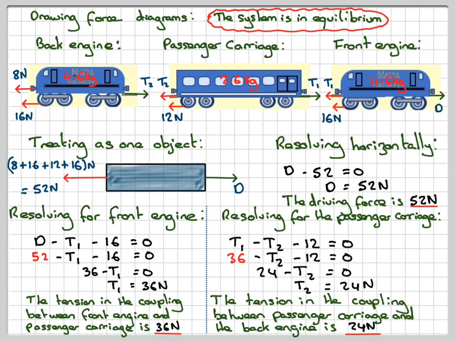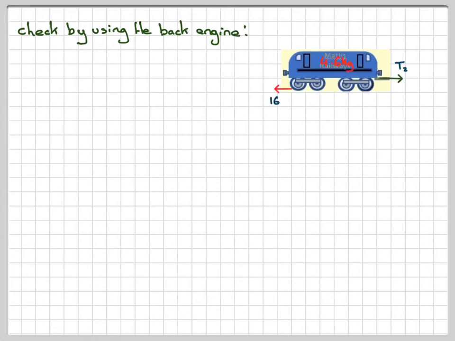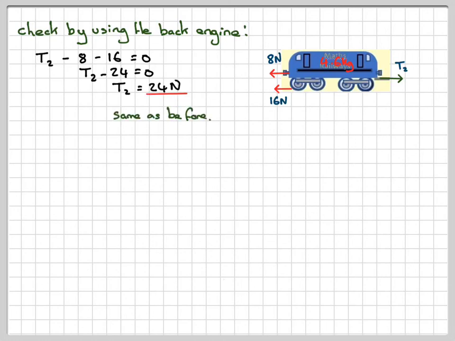Now, we could have done this part here by just looking at the back engine. So we're just going to check our answer using the forces on the back engine. So there's the diagram again. We're going to have T2 minus 8 minus 16 is equal to 0. Minus 8 minus 16 is minus 24. T2 minus 24 is equal to 0. T2 will be equal to 24 newtons, the same as before, which is what we would expect.